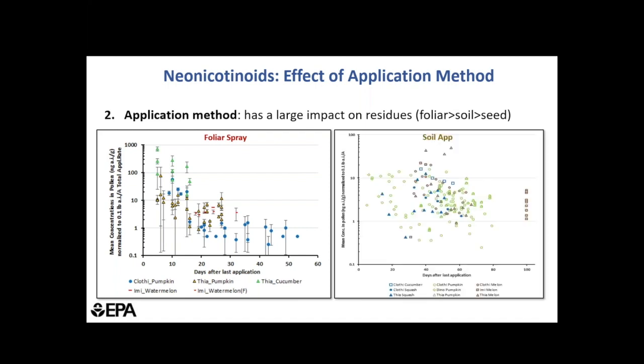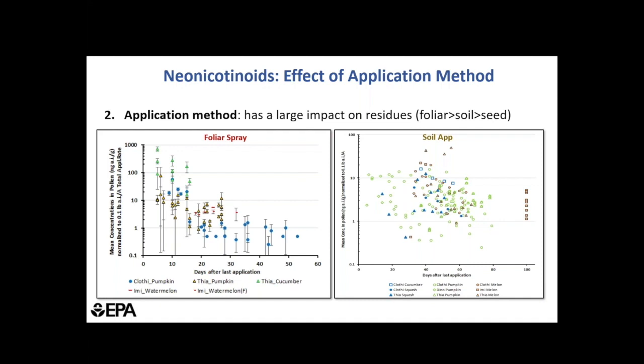per gram. So when we look at the same cucurbit crops, but we look at soil application of the neonicotinoids, two things are apparent. First of all, the overall magnitude of the residue is about an order of magnitude or more lower than what we see from foliar spray. And keep in mind, there are different scales here. But secondly, we do not see this declining trend over time that we see with the foliar spray applications. There's no obvious trend over time. Within some of the data sets, there are trends, but when you combine them, you do not see that.